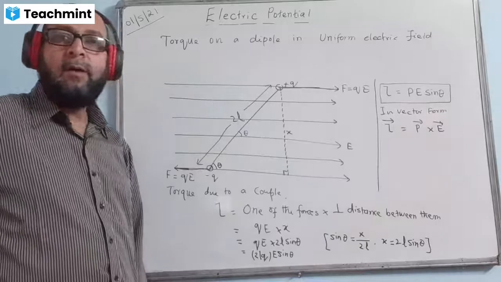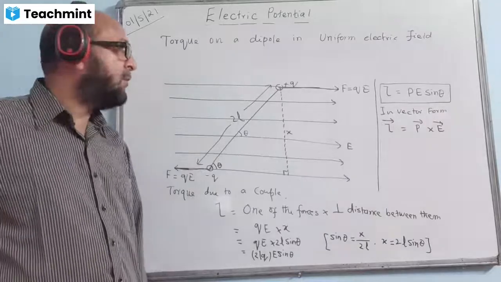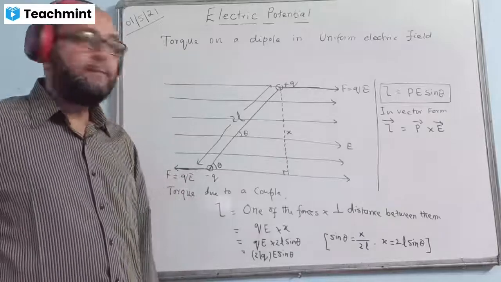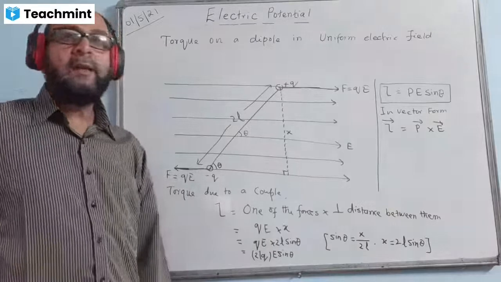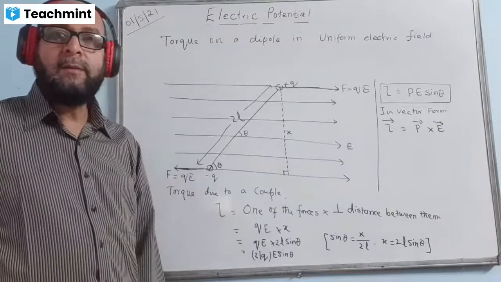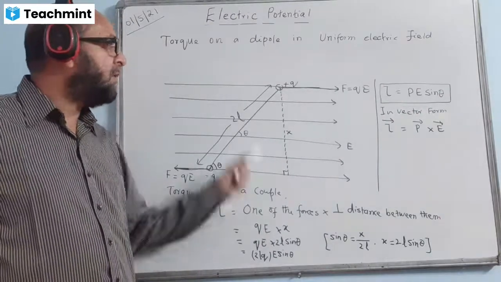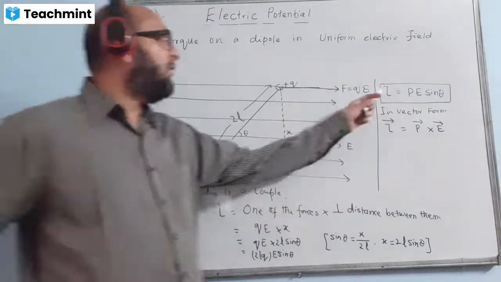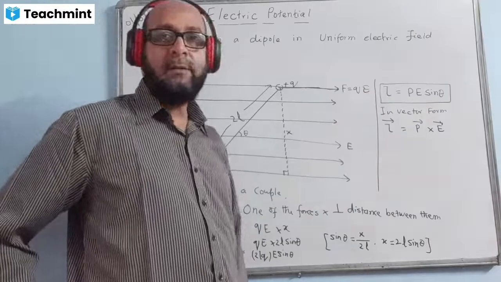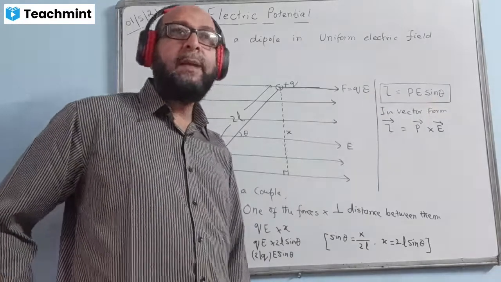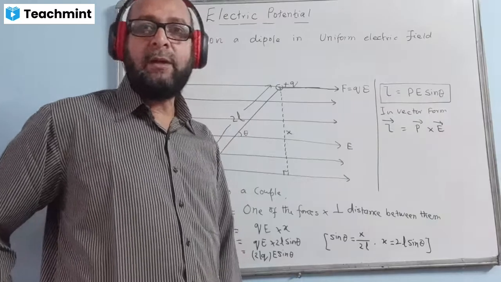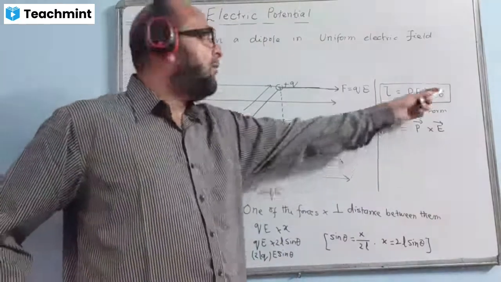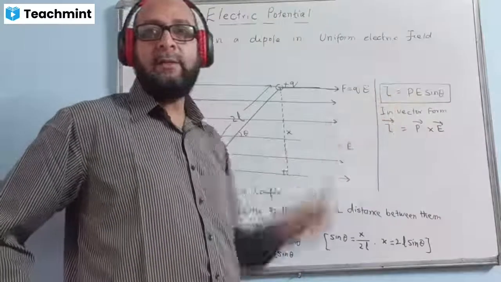Okay. Now another case. In ISC one year, they had asked this question: draw a diagram only. When will the torque be maximum? Torque will be maximum when theta is equal to 90 degrees. And torque will be minimum when theta is equal to 0 degree or 180 degrees. Because sin 0 degree is 0, the entire thing becomes 0. Sin 180 degrees is also 0, so the entire thing becomes 0.